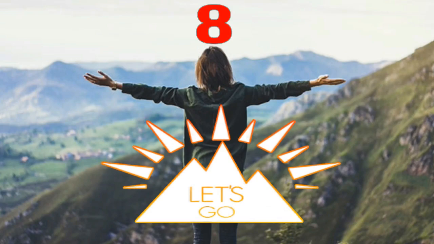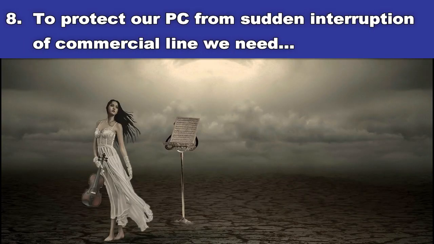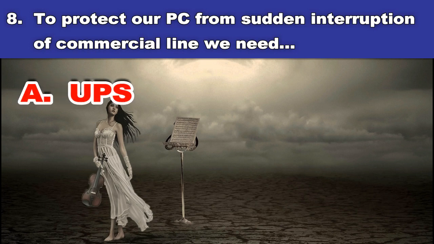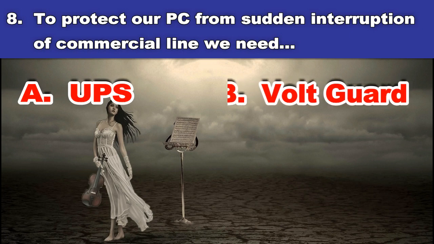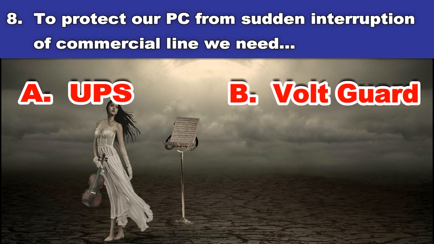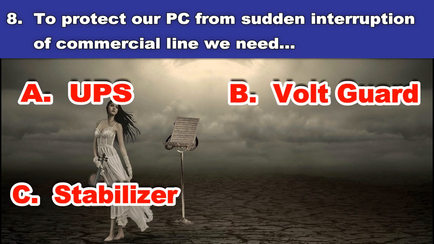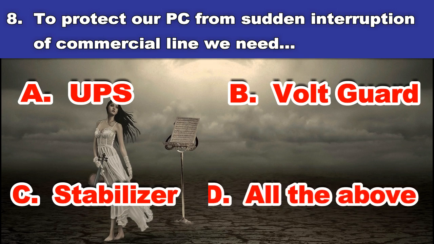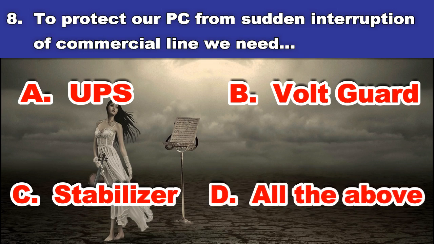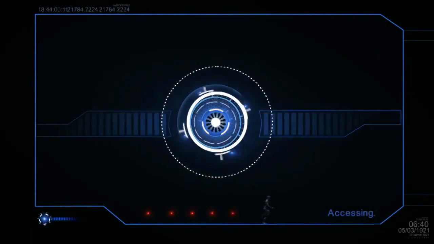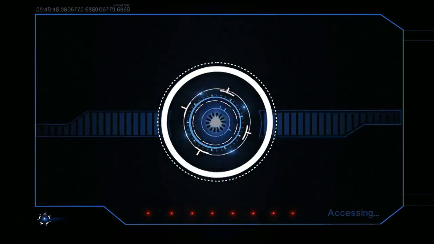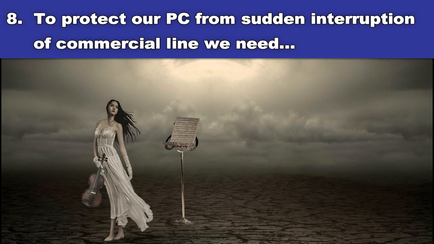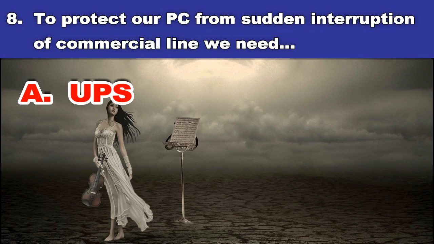Eighth question. To protect our PC from sudden interruption of commercial line, we need A. UPS, B. Volt guard, C. Stabilizer, D. All the above. And the answer is UPS.